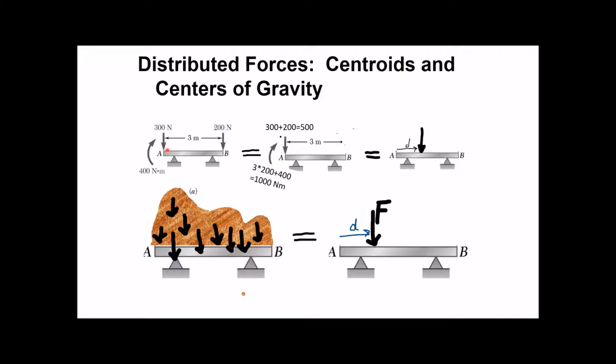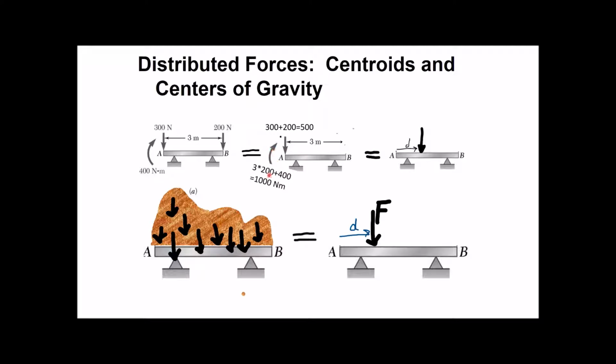Okay, so from A the 300 Newton force, that lever arm is 0. So the 300 Newton does not cause rotation about A, so we can get rid of him. Over here, the 200 Newton, that does have a lever arm. So we say 3 meters times 200 Newtons. There's a rotation that's created over here from that. So 3 times 200, and then we also had this external moment applied, 400.